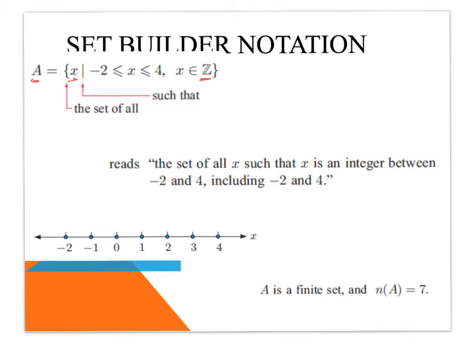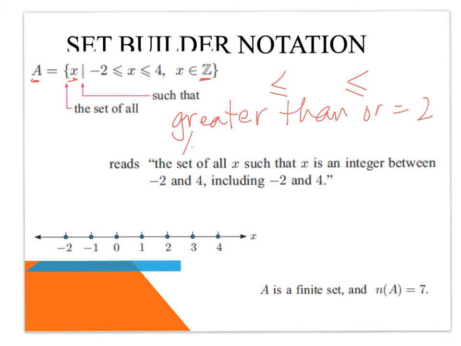So this is the set of all x such that x is an integer. X is an element of the integers between -2 and 4, and we're including -2 and 4 because our sign is less than or equal to. So you can say the set of all x such that x is an integer between -2 and 4, including -2 and 4. You can also say x is an integer greater than or equal to -2 and less than or equal to 4.